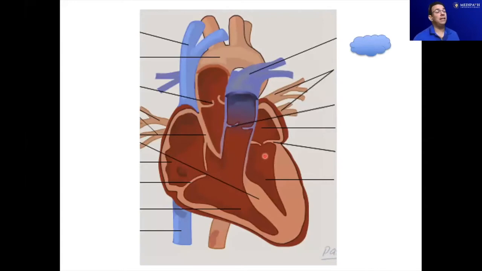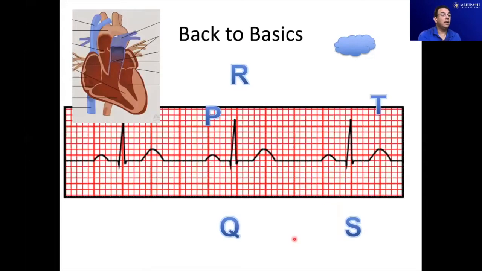So again, when we're looking at EKGs, we're looking at the electrical activity of the heart starting in the right atrium and going across and down through the myocardium. So that's what we're looking for. It's electrical activity, which then translates into actual pump function. Okay, so when you're looking at the EKG, we need to look at some definitions.